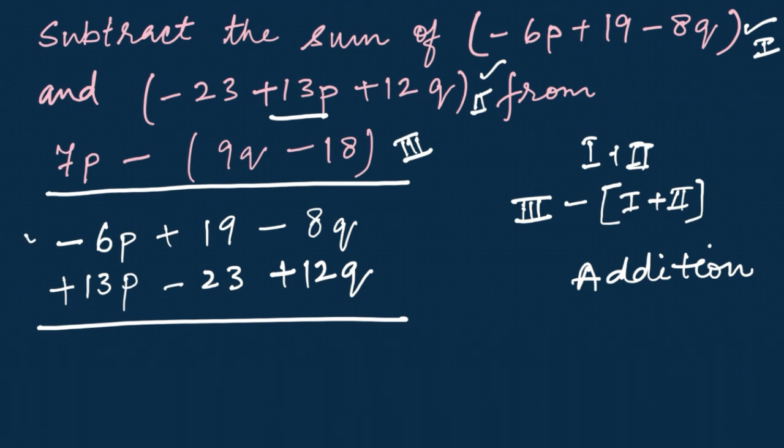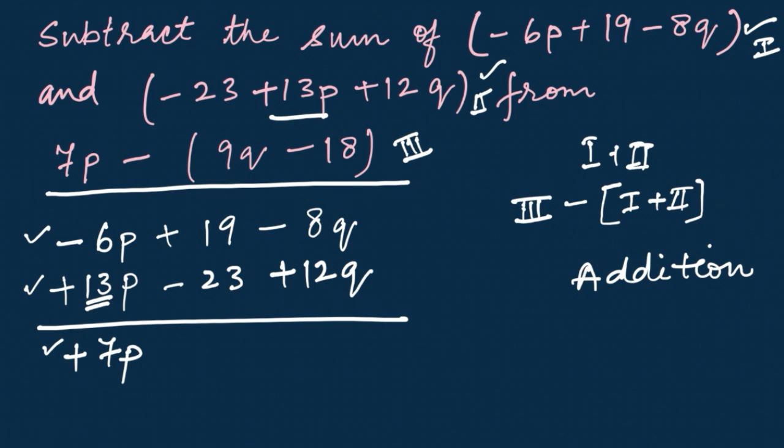So minus 6p plus 13p. What will be the answer? It will be plus 7p. Plus minus is minus, but the sign will be of the term which has higher numerical value. 13 is greater than 6. So here the sign will be plus.